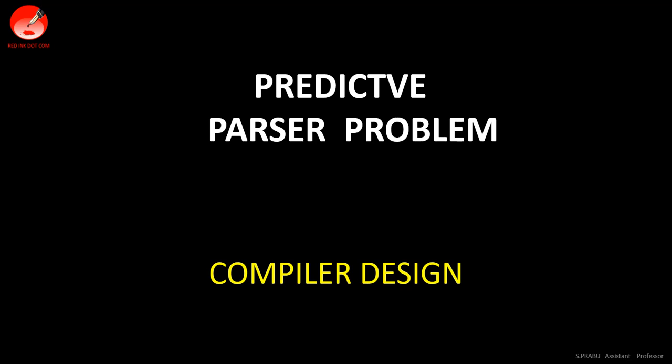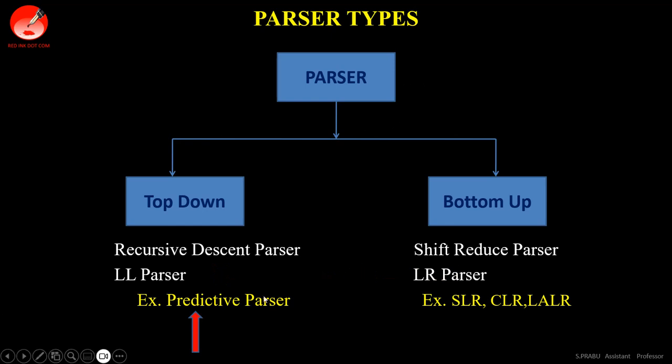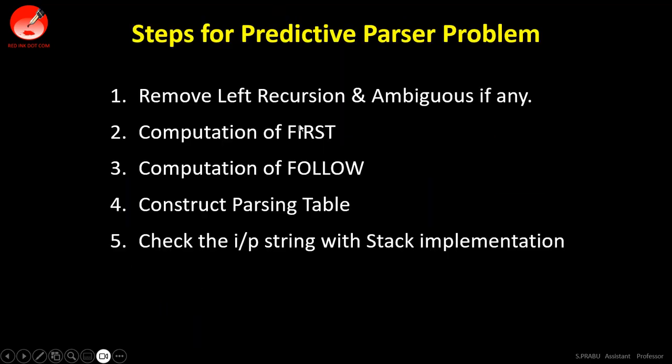In this video, I am going to teach how to solve predictive parser problem. Predictive parser is one kind of top-down parser. It is otherwise called recursive descent parser or LL parser. These steps are needed to solve predictive parser problem.